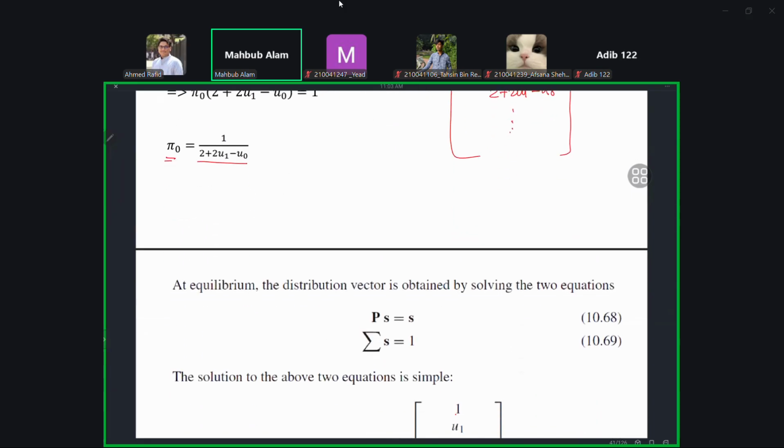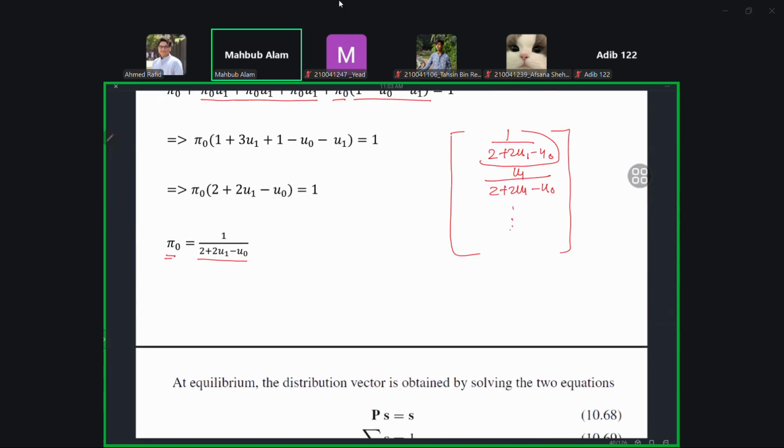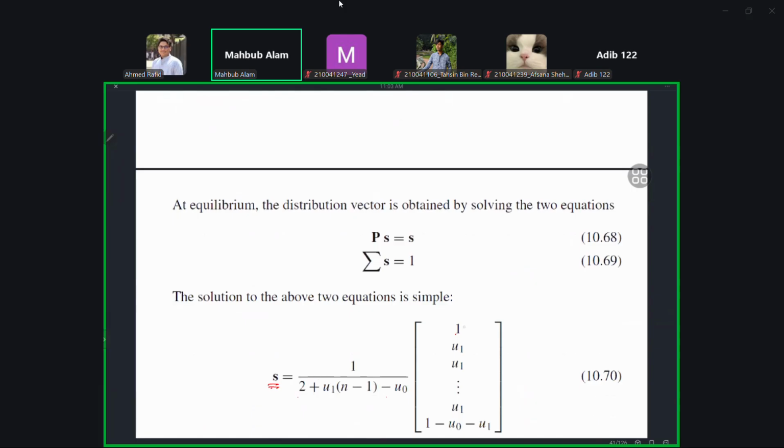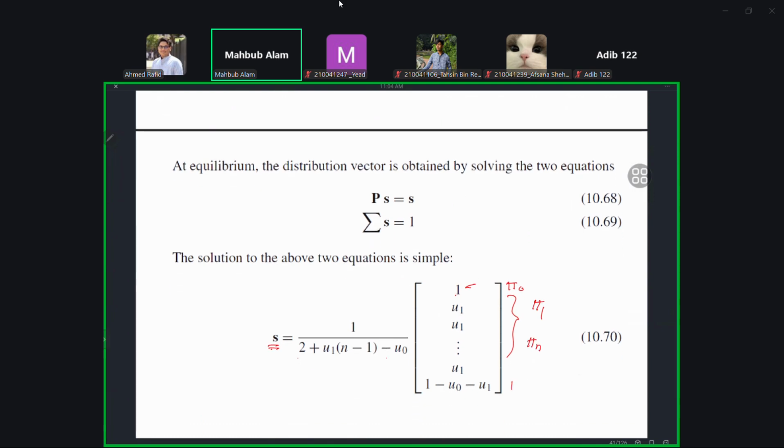Instead of writing it this way, the text brings this one out of the vector. That's why for pi naught, it is 0. For all the T's, that means from pi 1 to pi n, we'll have u1, u1, u1. And for pi c, we will have 1 minus the sum of the u1's.